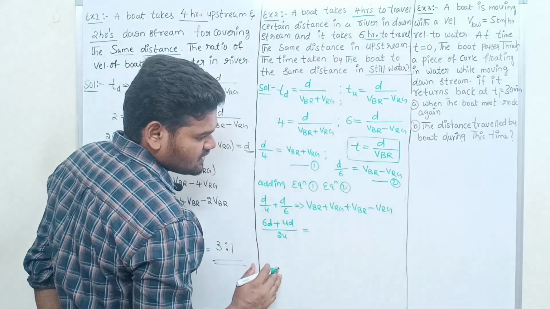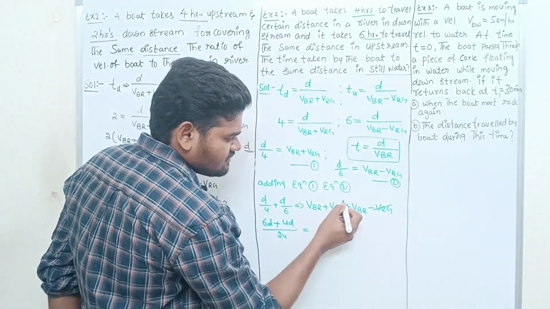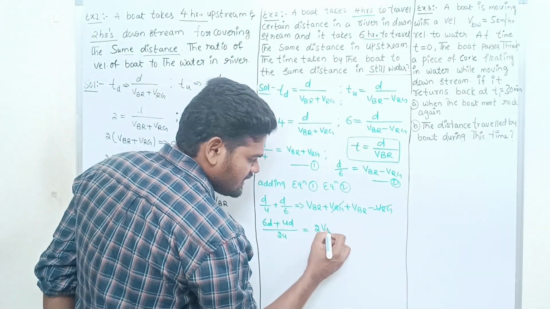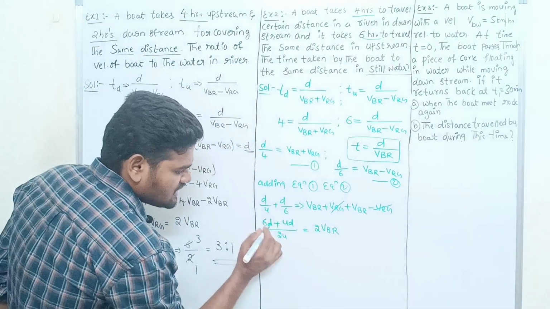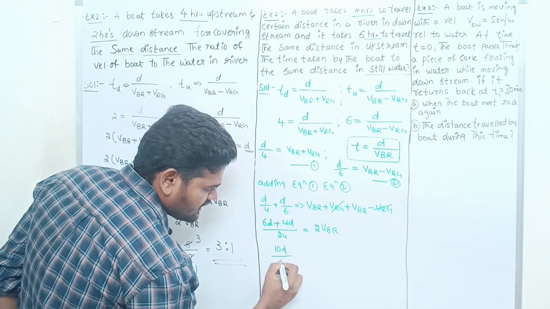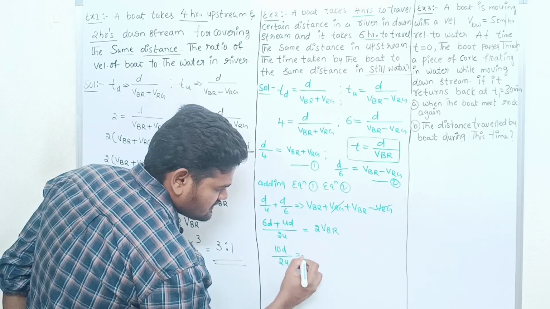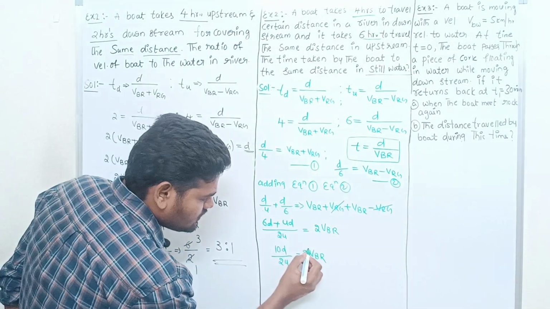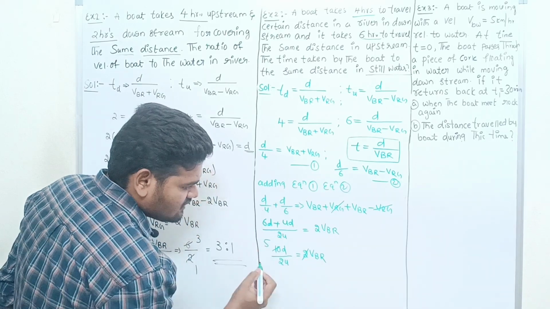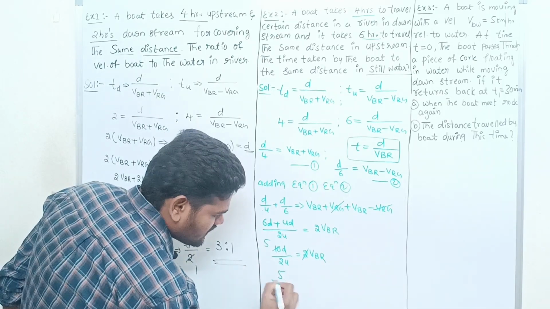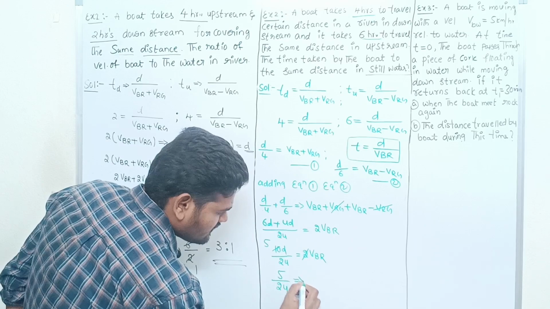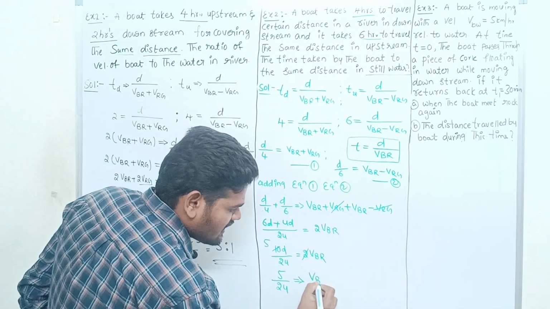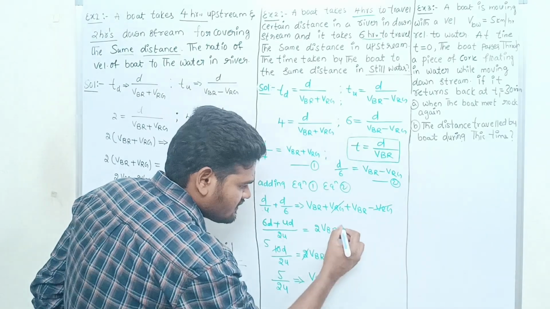So have a look: plus VRG minus VRG get cancelled out, VBR plus VBR, 2VBR. Okay, 6 plus 4, 10D divided by 24 is equal to 2VBR. So have a look, 2 ones are 2, 2 fives are 10, so 5D by 24 is equal to VBR. Just bring D to this side, it becomes VBR divided by D.